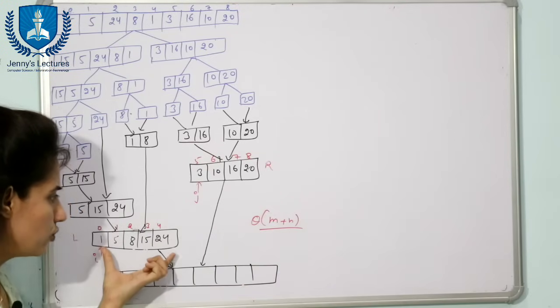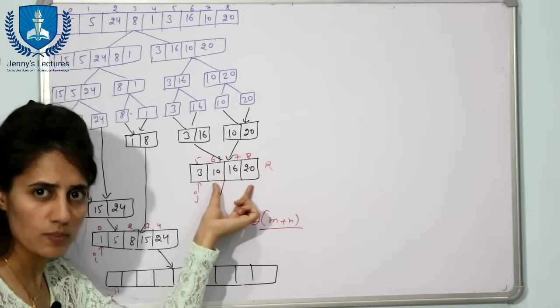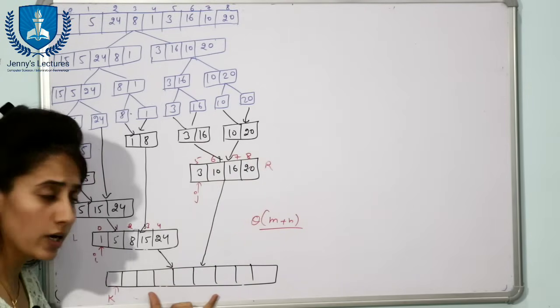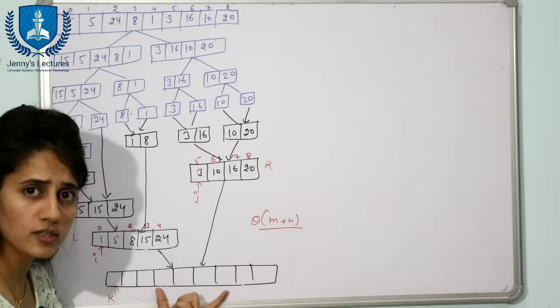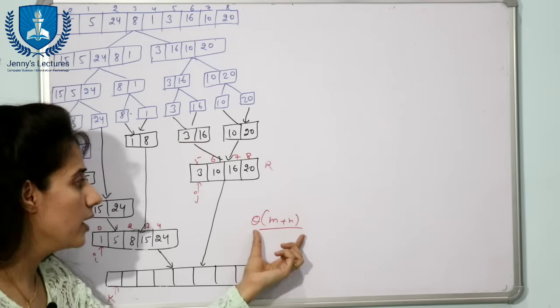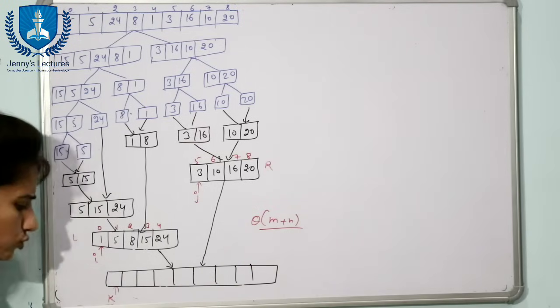M is the number of elements in one sorted sublist, n is the number of elements in another sorted sublist. When you add these elements into this one, how many elements would be there in this sublist? M plus n. So the time complexity for this merge function would be theta of m plus n. Fine. Now how is merging to be done?